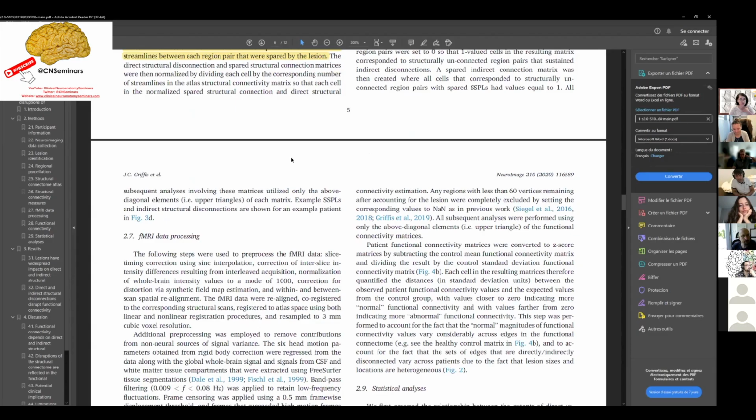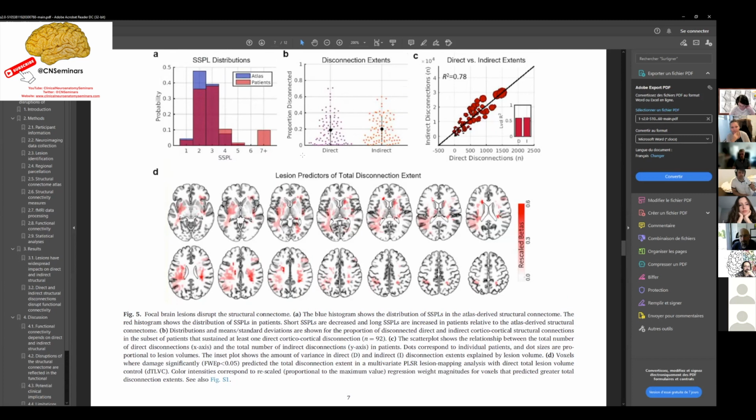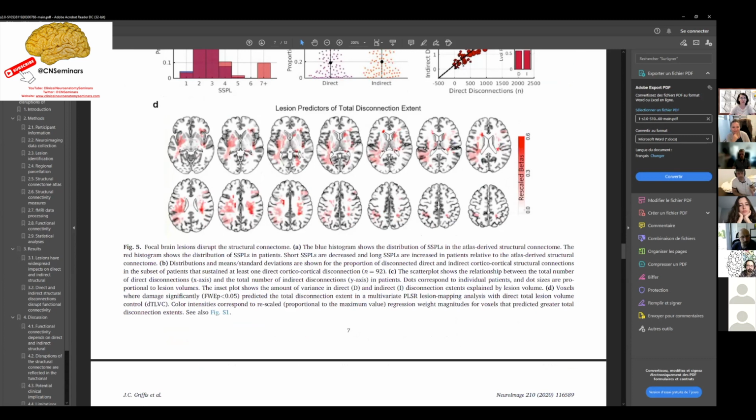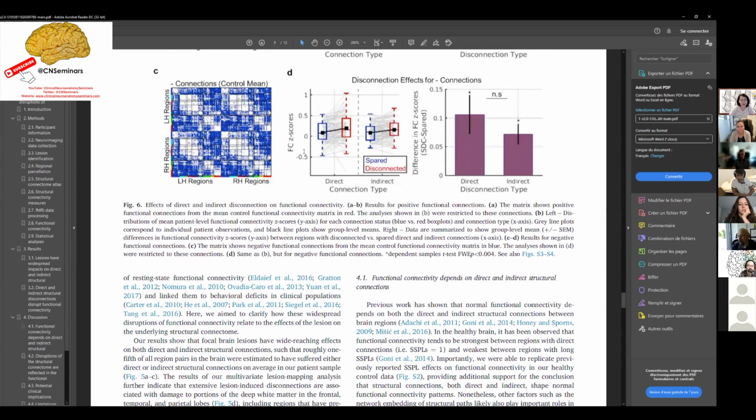I don't think I have seen this specific one. The result that they're showing is really that when it's direct disconnection, you have a bigger effect than when it's indirect. But we can see that the SSPL, you can be further and indirect. You can be like 2, 3, 4, 5. And I was just wondering whether there is a physiological effect that the more distance you are, the less it will have an effect. Yeah, that's a good question. I'm just looking because I don't remember seeing that.